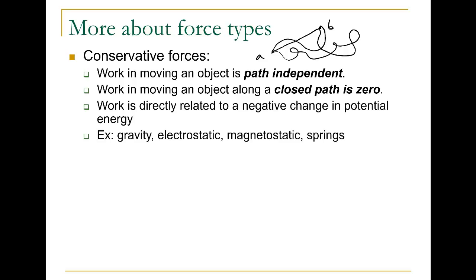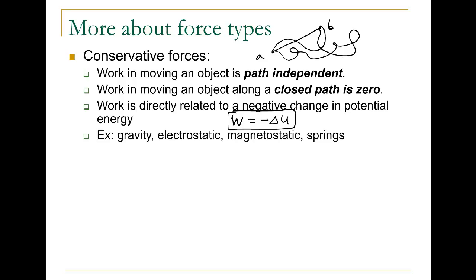Also, the work done in a closed path is equal to 0. So if we start at A and go to B and come back to A, the work is 0. And this is a mathematical thing that we'll come back to a little bit later on. Also, we say that work is directly related to a negative change in potential energy. Or in other words, work equals negative delta U. And we'll say a little bit more about this in just a second.